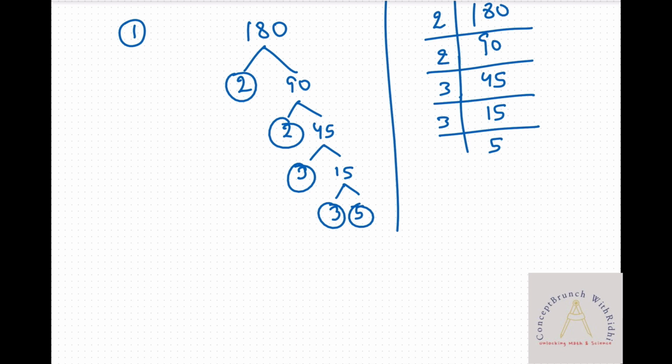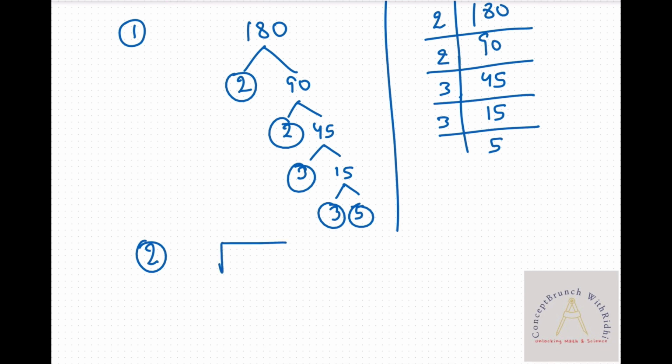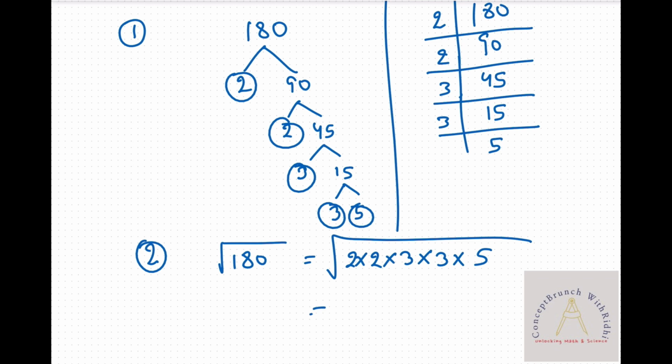So for the second step, what are we going to do? We are going to pair the factors. Under root 180, we can write 2 times 2 times 3 times 3 times 5. How to pair it? There is 2, 2, so it's 2 square, 3 square, times 5.